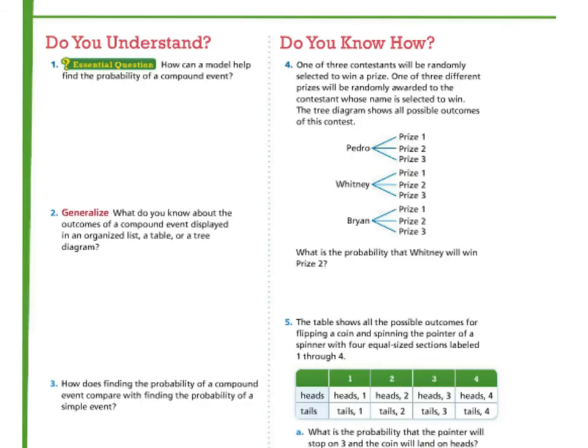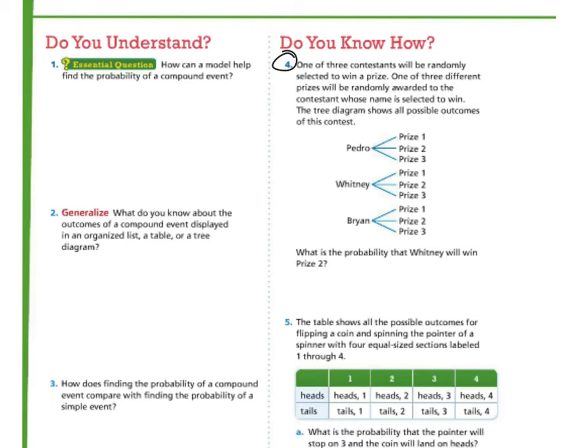Now let's try a few problems together. Take a look at number 4. One of 3 contestants will be randomly selected to win a prize. One of the 3 different prizes will be randomly awarded to the contestant whose name is selected to win. The tree diagram shows all the possible outcomes of this contest.